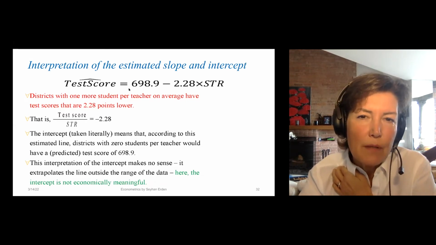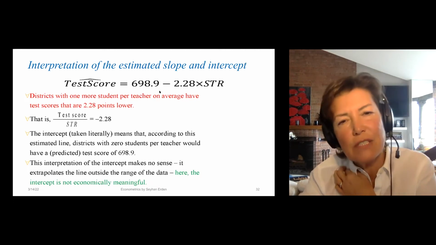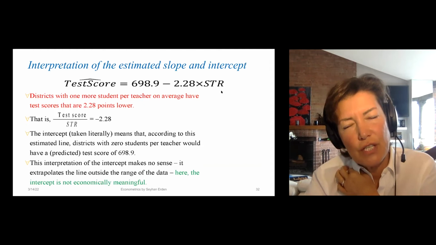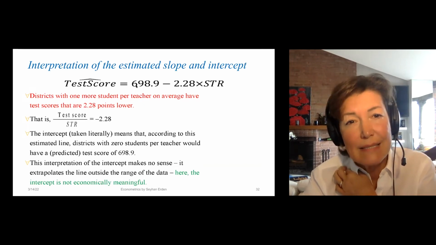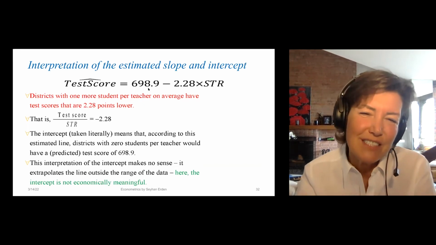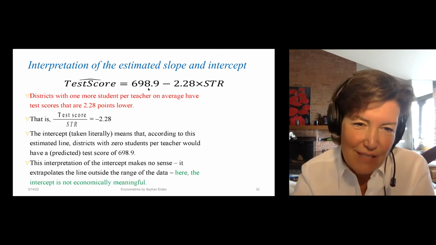In this example, we do not have a meaning for the intercept, because generally the intercept means if student-teacher ratio is 0, then the test score will be that. But if student-teacher ratio is 0, there is no student to take this test.